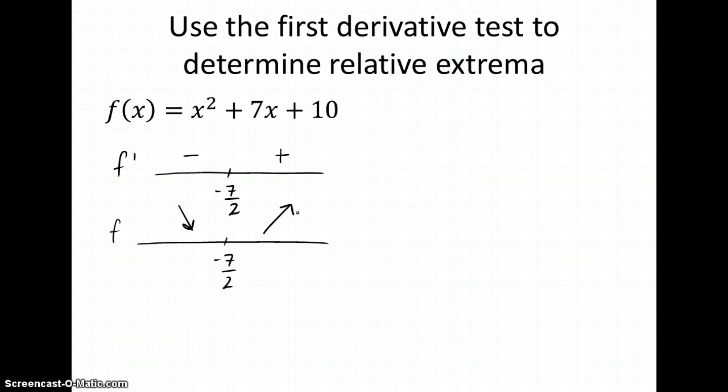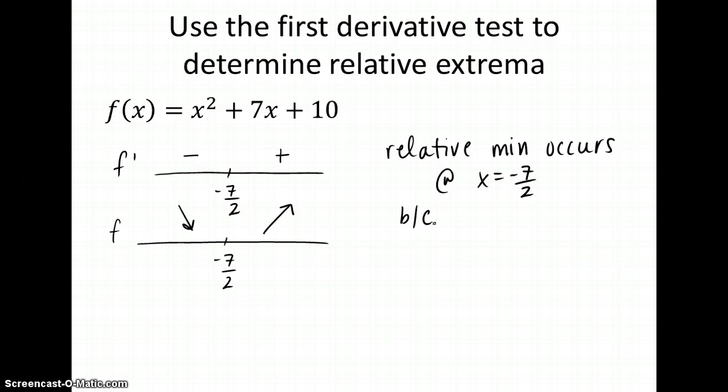So now by our first derivative test, a relative min occurs at x is equal to negative 7/2, using one simple statement to justify, because the derivative switches from negative to positive.